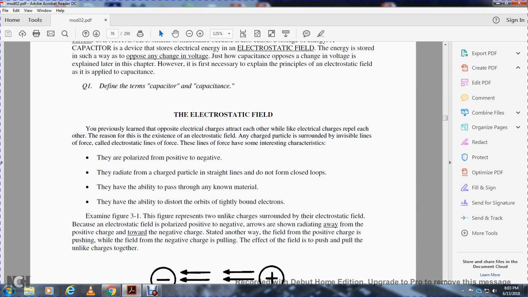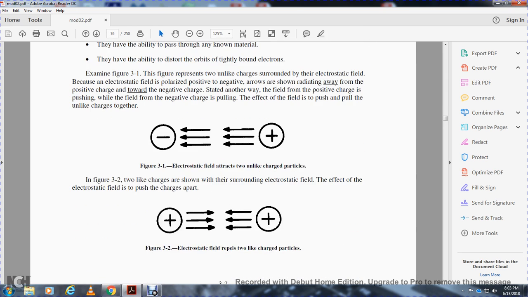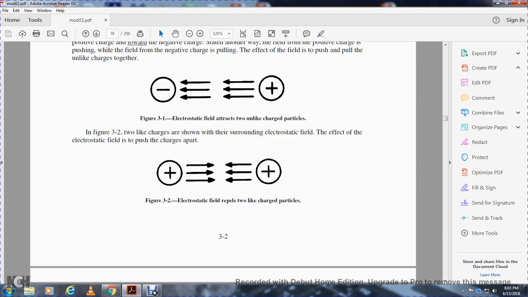Examine figure 3.1. The figure presents two unlike charges that are surrounded by the electrostatic field. Because of the electrostatic field, it is polarized positive and negative, always shown radiating away from the positive charge toward the negative charge. Stated another way, the field of the positive charge is pushing while the field of the negative charge is pulling. The effect of the field is to push or pull the charges together. Figure 3.1 shows the electrostatic field attracts two unlike charged particles. Figure 3.2 shows two like charges surrounded by the electrostatic field. The effect of the electrostatic field is to push them apart. The electrostatic field shows the repelling of two like charges.